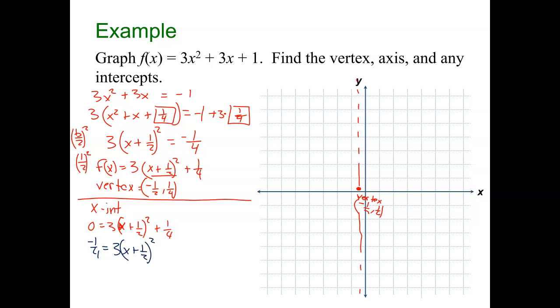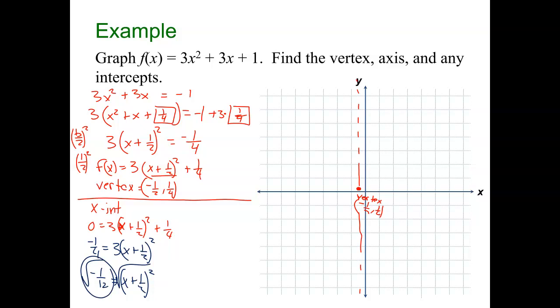We're just working backwards, so you can pick up where you left off here and go to solve. Or you can do it again. Keep going. Solve for x. What's next? Divide by 3, so I get negative 1/12 equals (x plus 1/2) squared. Now what? Square root. What happens when I square root a negative?